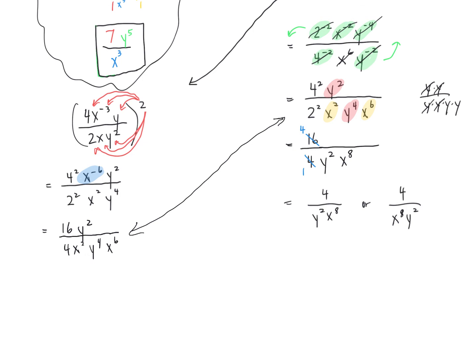And so we would divide out the 16 and the 4 and get a 4 on top. You would see there are more y's on the bottom, so you would only have y squared left. And you would see the x's are both on the bottom, so you would add the exponents together. So you would get the same answer either way. So two different ways to kind of approach the problem.